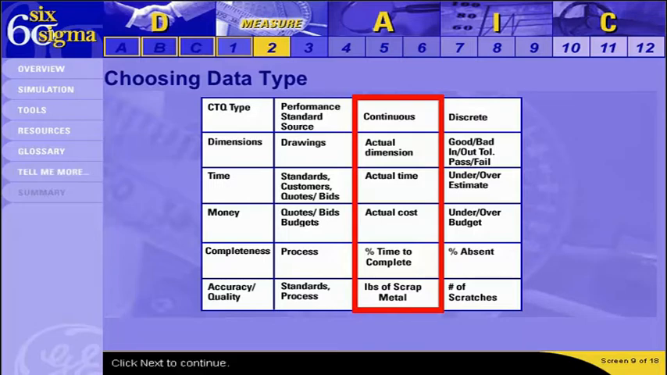Before you continue, click on Tell Me More in order to read an additional explanation of the data types. When you're done, click Next to practice making the data type choice.